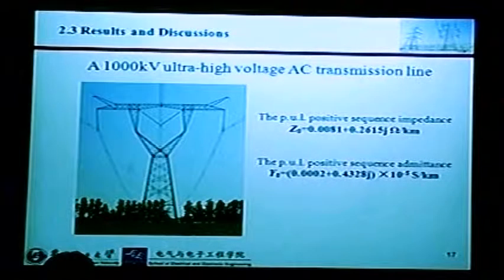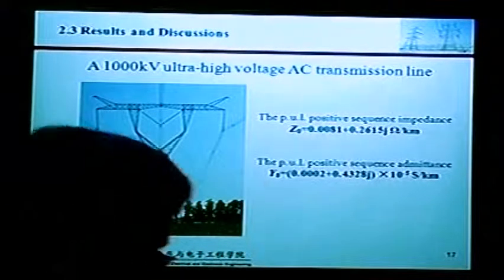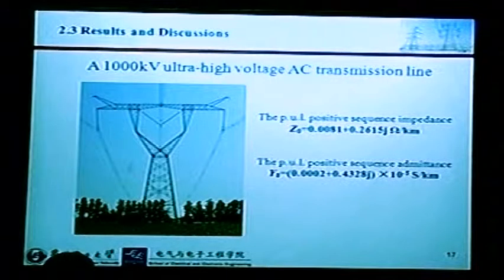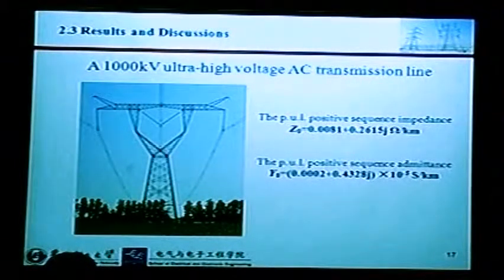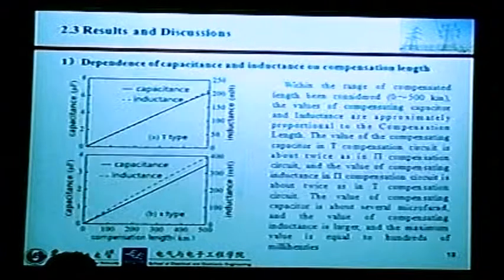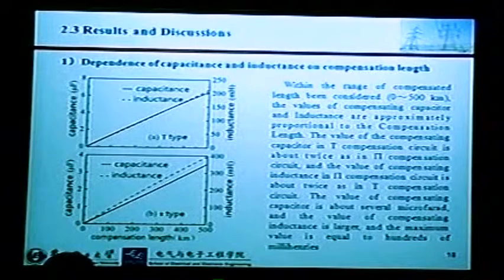As an example, for a 1,000 kilovolt ultra high voltage AC transmission line, the per unit length positive sequence impedance is given by this equation. Here are some results and discussions.